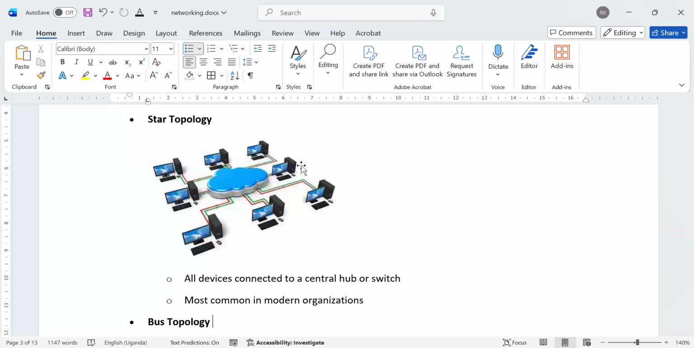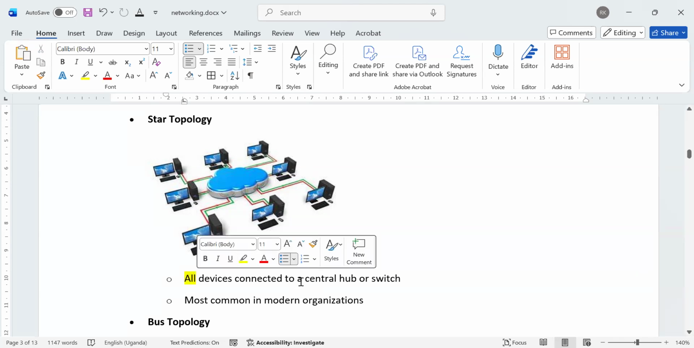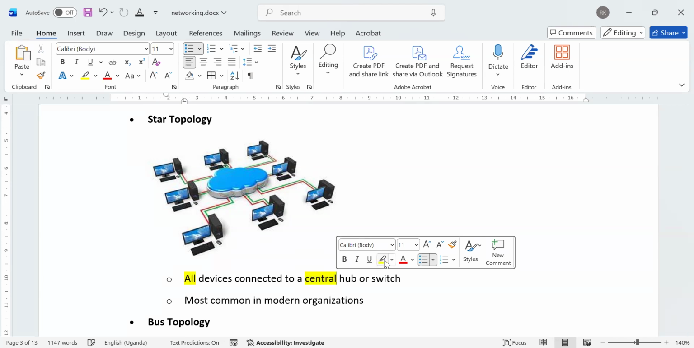But the biggest disadvantage it has, as you see, is that all devices are connected to a central hub. You mark this word, all. All the devices here are connected to a central hub. Now, the question is, if this central hub is spoiled, that means nobody can get internet. Once that server is off, these other computers cannot receive the internet. And that's a big disadvantage it has.